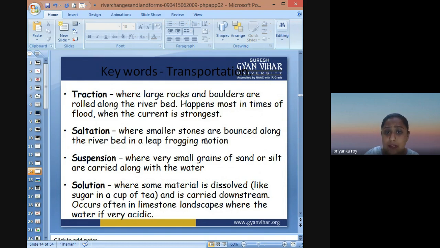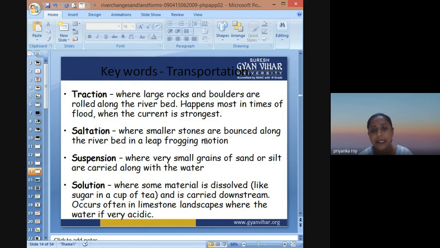In solution, some materials are dissolved, like sugar in a cup of tea. When we try to dissolve sugar in water, it dissolves away. Similarly, when we dissolve salt in water, it dissolves away. A rock may contain many salts and soluble materials, and when water is there, it dissolves away those soluble materials, leaving the hard material behind.